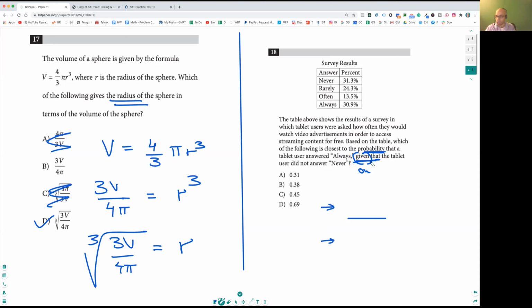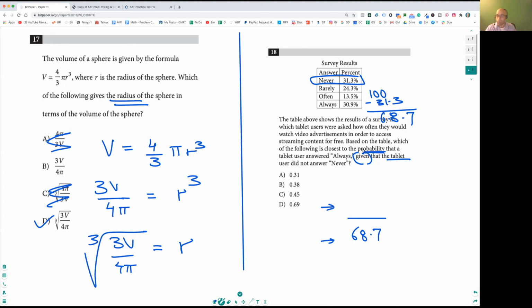Now try to simply find the answer over here, that the tablet user did not answer never. This is how much he answered for never. So everything else is did not answer never, right? Because the total percent is 100, you're going to do 100% minus 31.3. I'm just going to shamelessly use the calculator here. It's 68.7. That's going to go in the denominator.